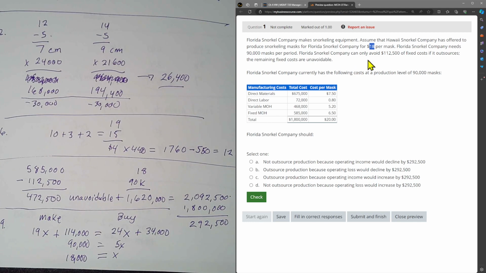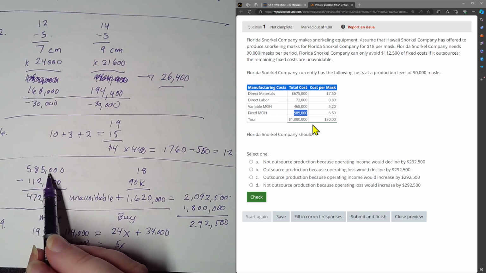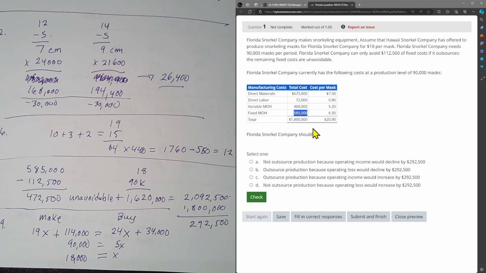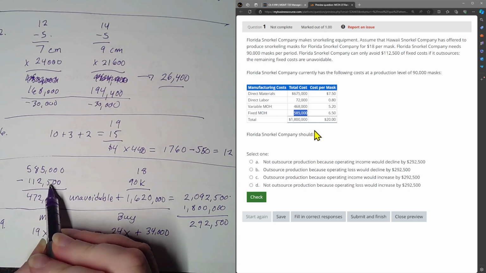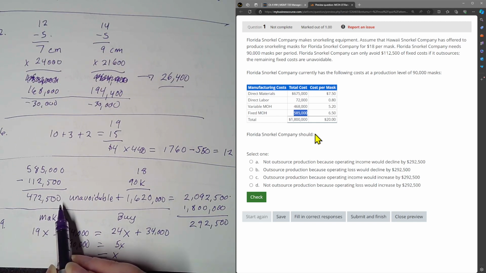Snorkel, we can avoid only 112,500 of fixed costs. We have 585,000. So the first thing I did here was say, okay, if I have 585,000 fixed costs when I make it versus when I outsource it, I can avoid 112,500. Well, how much is unavoidable? We still have 472,500 unavoidable costs if we outsource.